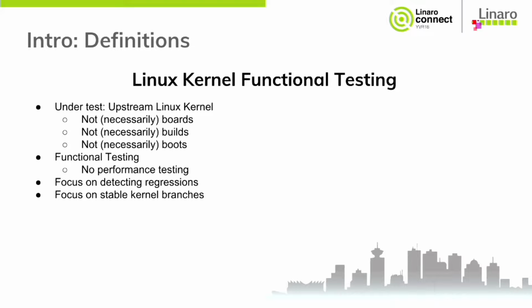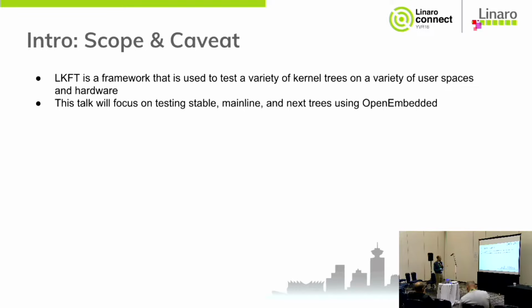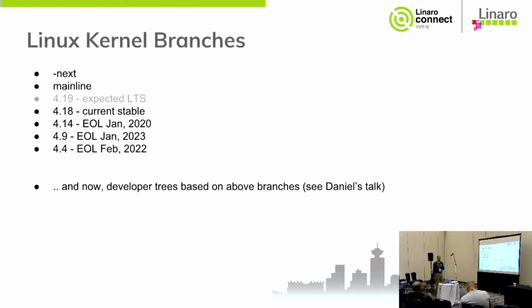And we focus on detecting regressions, and especially on the stable tree. So a lot of the things we've optimized for are things that stable needs, not necessarily things that mainline and next need. And here's the caveat: LKFT is a framework that a lot of people use, and what I'm going to talk about is how we use it on the kernel validation team to validate the upstream Linux kernel. So some of what I say doesn't apply to Android teams and things like that. Specifically, we use Open Embedded, for example, but other teams use other things on top of some of these tools.